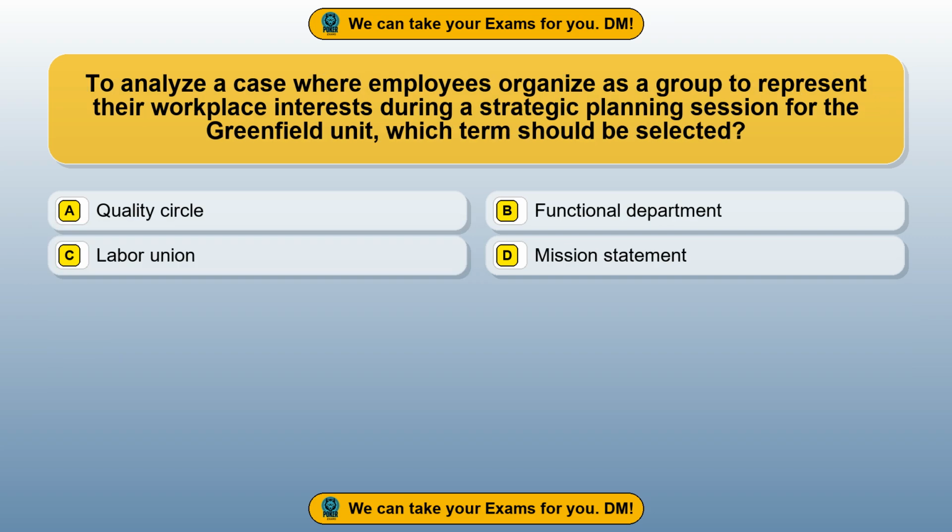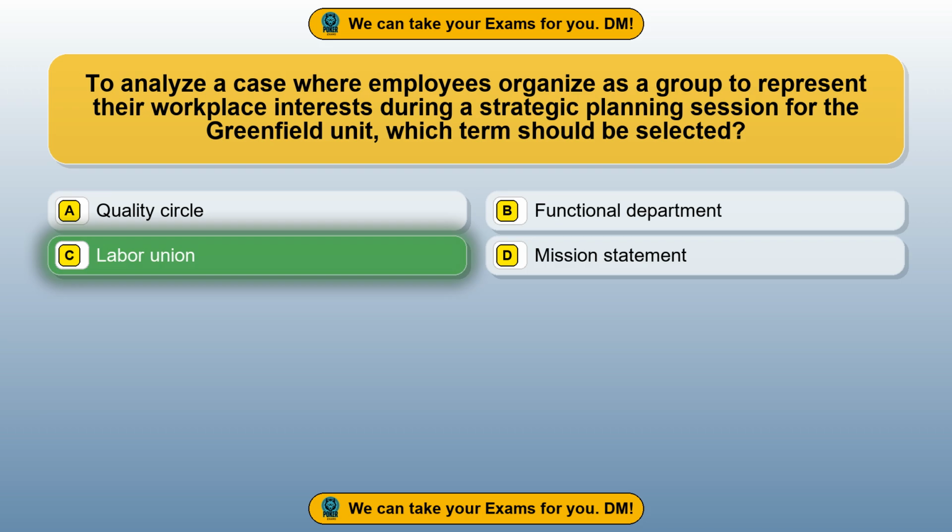Question 10. To analyze a case where employees organize as a group to represent their workplace interests during a strategic planning session for the greenfield unit, which term should be selected? Option A, quality circle. Option B, functional department. Option C, labor union. Option D, mission statement. The correct answer is option C, labor union.